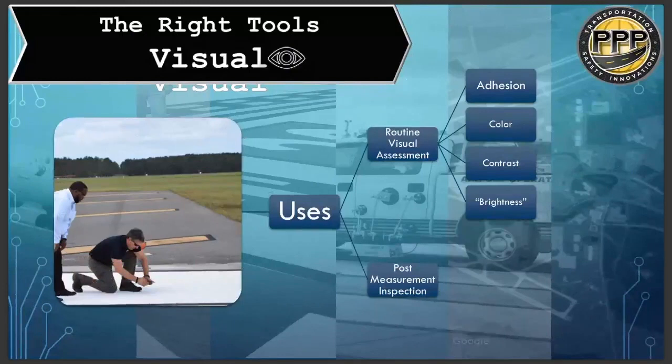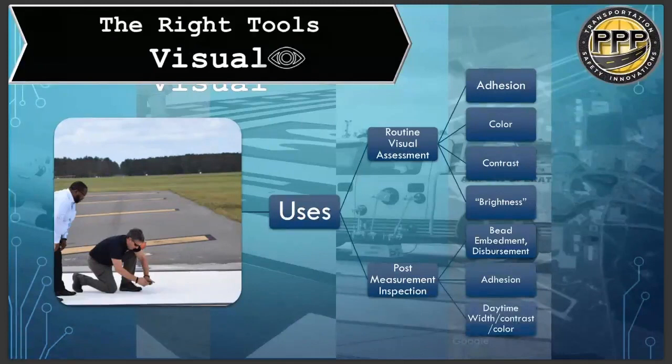Post-measurement inspection. Anytime we do, even if you do a full assessment with a mobile device, there's going to be some visual inspection that you'll want to do. And if you see a problem, you can go out there and check for bead embedment and dispersement. You can check for adhesion again, and then your daytime width, contrast, and color. So these are all the things that you would do after a full measurement inspection to basically follow up on that to make sure that everything was in order, or even be able to identify issues.